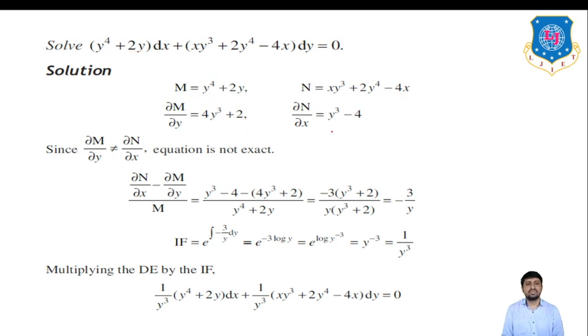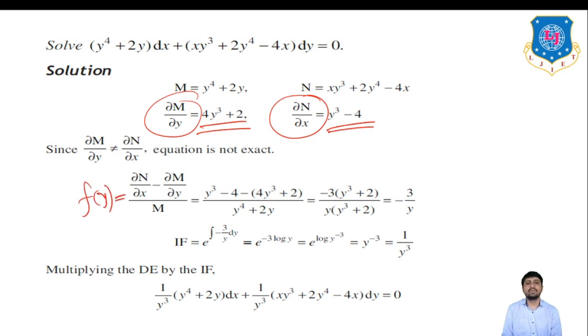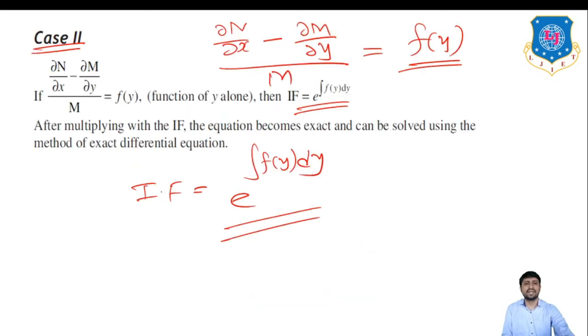So del N by del x is y cube minus 4, and del M by del y is 4y cube plus 2. So del M by del y is not equal to del N by del x. These two are not equal, clear? So now you use f of y. This is my f of y, or you can say g of y.